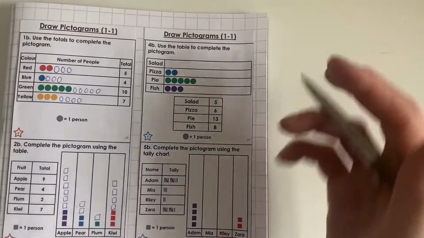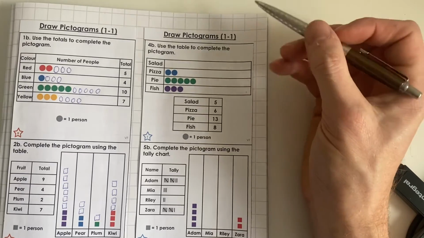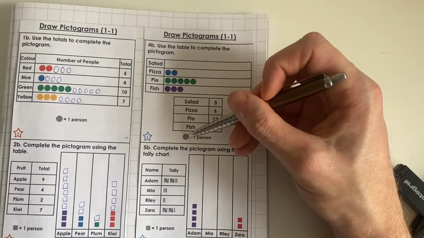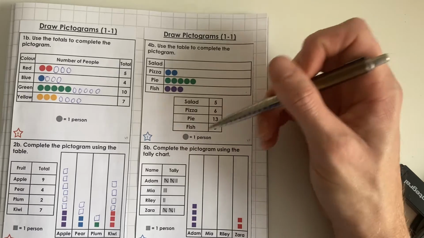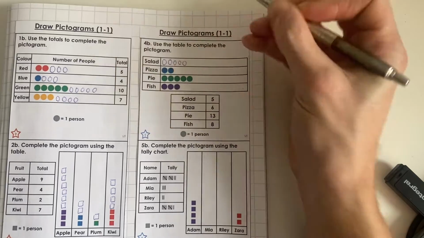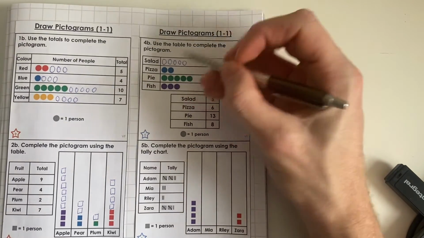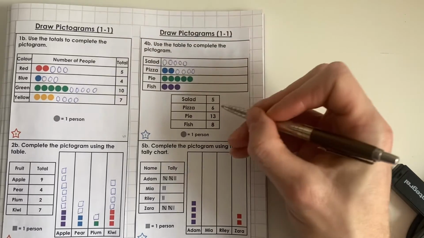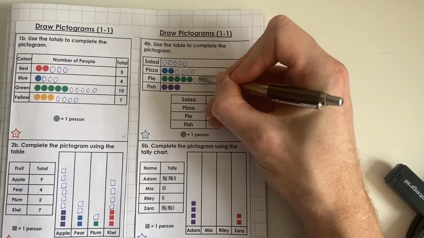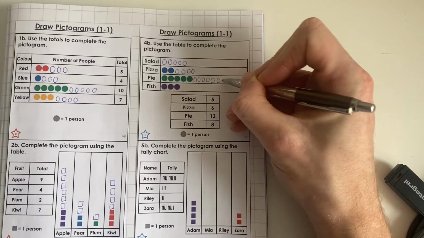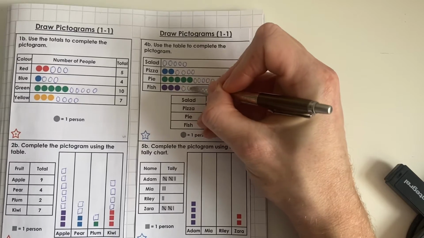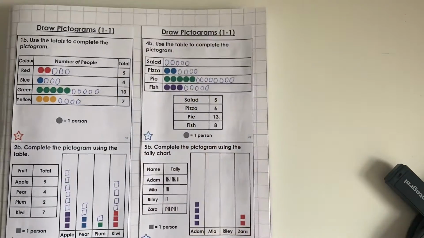Now again, it's quite similar. We'll just go through some more examples for you. So use the table to complete the pictogram. Again, each one person is equal to 1 circle. So salad, we've got 5. So we haven't got any here. So we've got 1, 2, 3, 4, 5. Pizza says 6. We've got 2 so far. 3, 4, 5, 6. Pie 13. 1, 2, 3, 4, 5, 6, 7, 8, 9, 10, 11, 12, 13. And fish equals 8. We've got 1, 2, 3, 4, 5, 6, 7, 8.